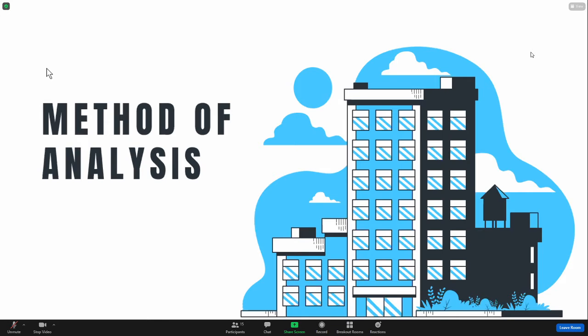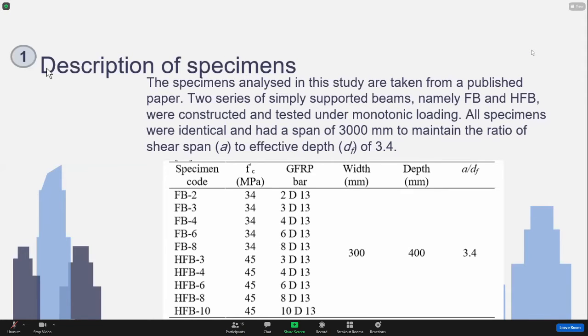Next, the method of analysis. The first is the description of specimens. The specimens analyzed in this study are taken from a published paper. Two series of simply supported beams, namely FB and HFB, were constructed and tested under monotonic loading. All specimens were identical and had a span of 3000 mm to maintain the ratio of shear span, or a, to effective depth of 3.4. This table presents details of the specimens analyzed in this study.